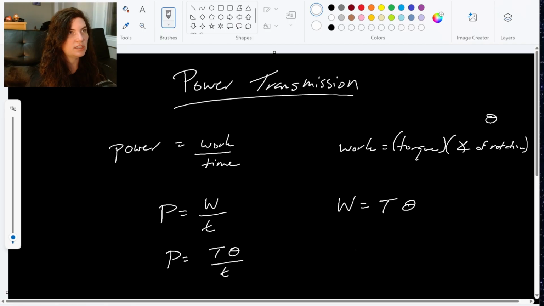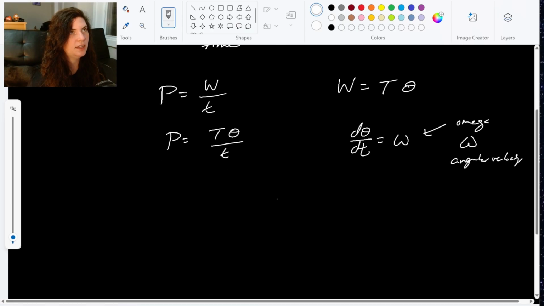This theta over t, d theta over dt, is also the same as angular velocity. This angular velocity is a lowercase omega. So it's kind of a fancy W. It's not really a W. It's kind of more like a twisty, fancy W, but it's a lowercase omega, is angular velocity. So sometimes we'll see this power formula simplified as power is torque times the angular velocity, but we often don't use it in this form.